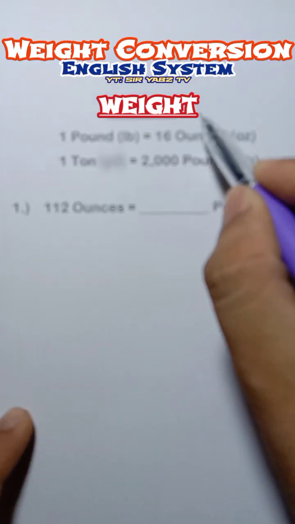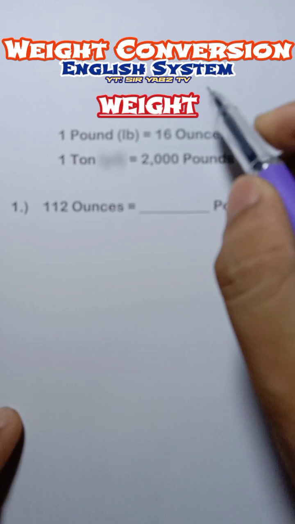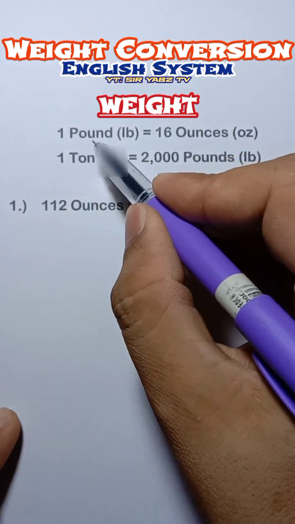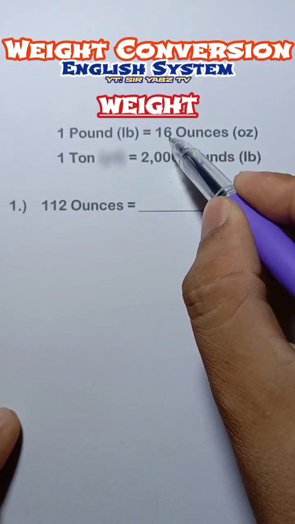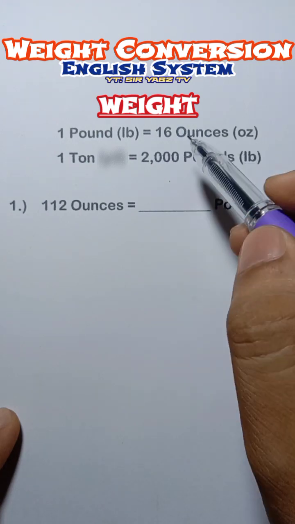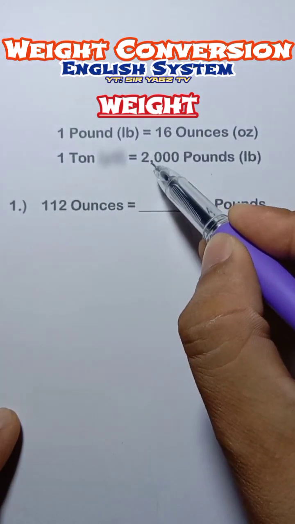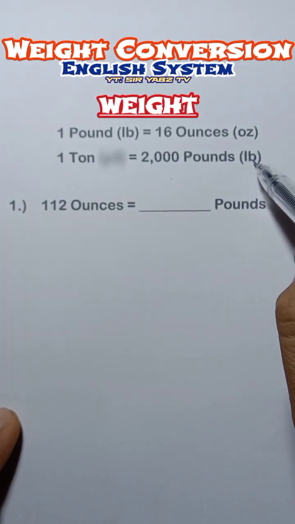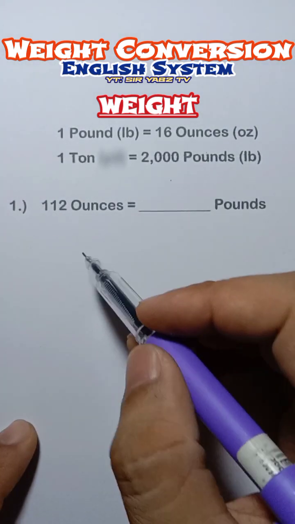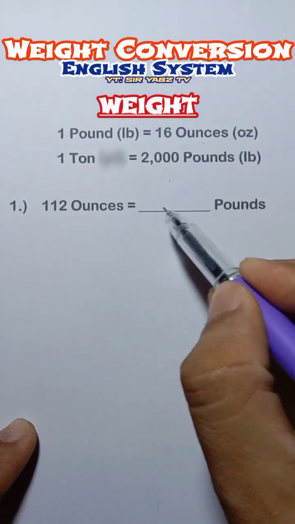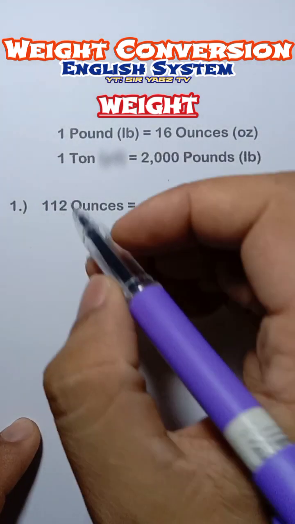So this time, let's convert weight conversion on English system. Okay, so 1 pound is equivalent to 16 ounces. Then 1 ton is equivalent to 2,000 pounds. Okay, so in this video, I will be showing you 4 examples. Number 1, 112 ounces convert to pounds.